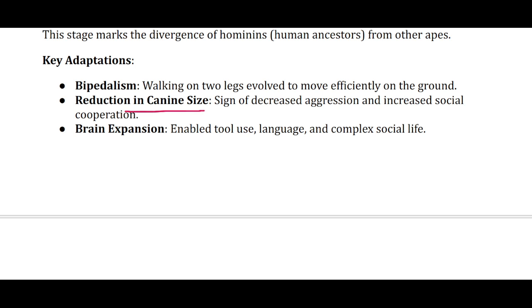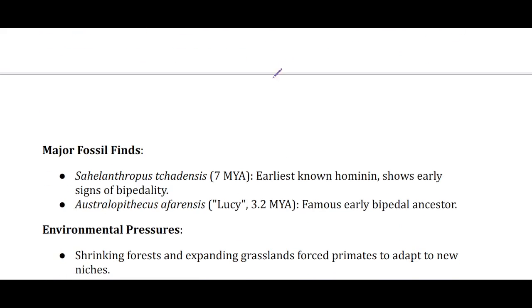So this reduction in canine size also decreased aggression and increased social cooperation, which later formed the foundation upon which all such societies and civilization built. And the third adaptation was brain expansion that enabled tool use, language, and complex social life.